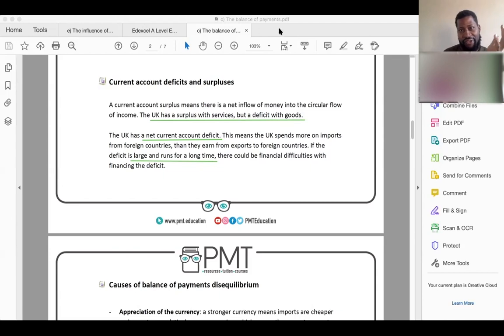So what do we mean by financing? Well, picture this. Imagine that you have £100, but you're spending £120. So that means you have a deficit of £20, right? How do you cover that deficit? You borrow money and then you pay it back.